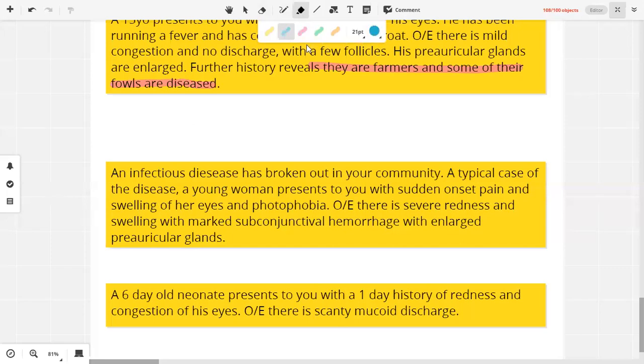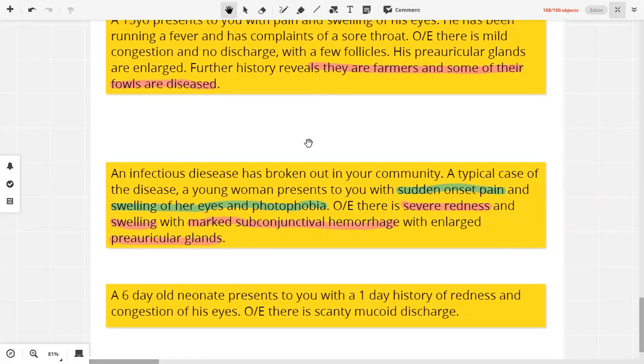What are the important symptoms in this case? We have a young woman who presents with sudden onset pain and swelling of her eyes and photophobia. What are our signs? On examination, there is severe redness, the first important sign. Swelling, the second important sign. Marked subconjunctival hemorrhage, which is our third important sign in the eye. And the fourth thing, our general examination yields enlarged auricular glands.